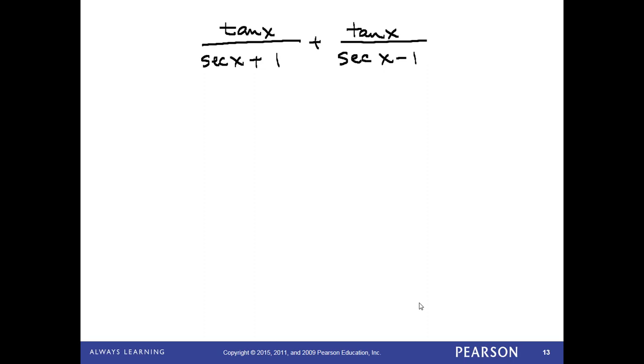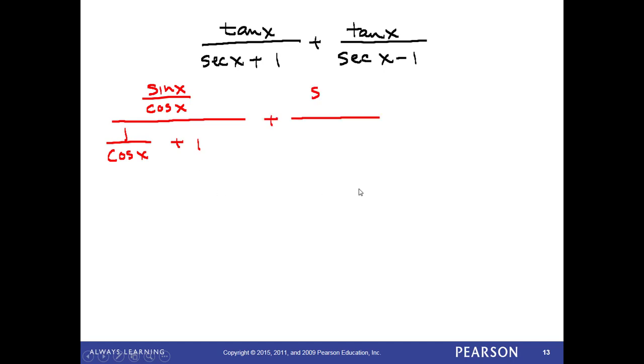Alright, let me rewrite it here. So let's go for it. Everything changes into sines and cosines. So tangent is sine of x over cosine of x. Secant is 1 over cosine of x. So that first fraction right here has changed into all this right here. Again, kind of complicated here, but we'll work it out.